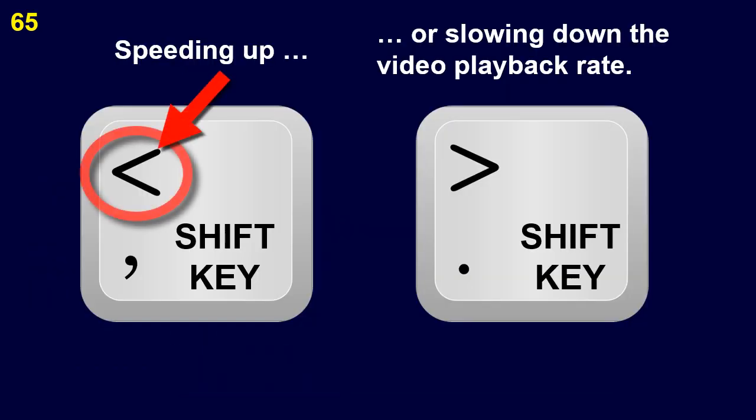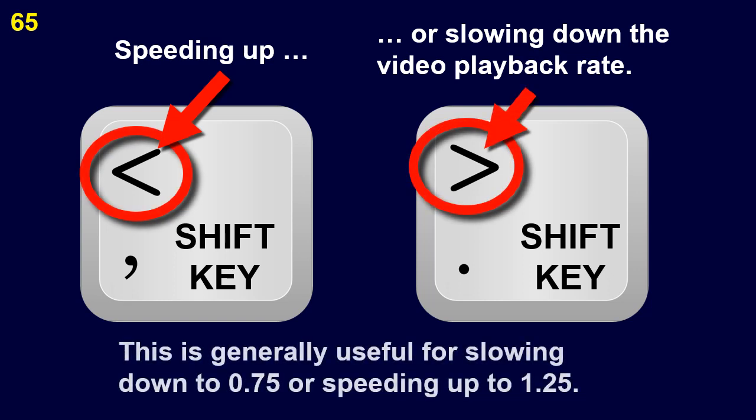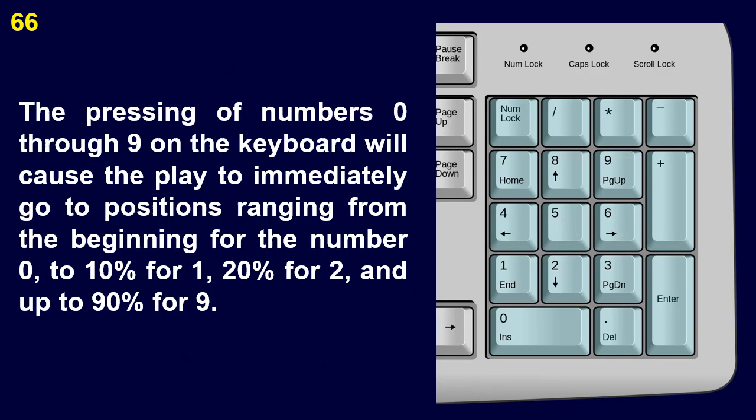Chapter 11. You can speed up or slow down the video playback rate. This is generally useful for slowing down to 0.75 or speeding up to 1.25. The pressing of numbers 0 through 9 on the keyboard will cause the play to immediately go to positions ranging from the beginning for the number 0, to 10% for 1, 20% for 2, and up to 90% for 9.